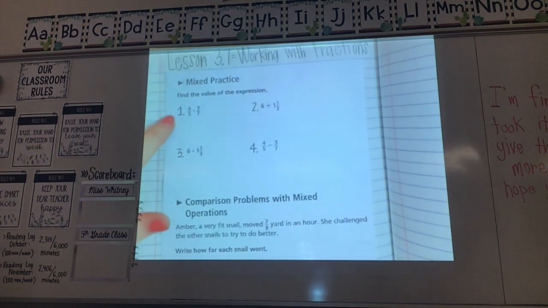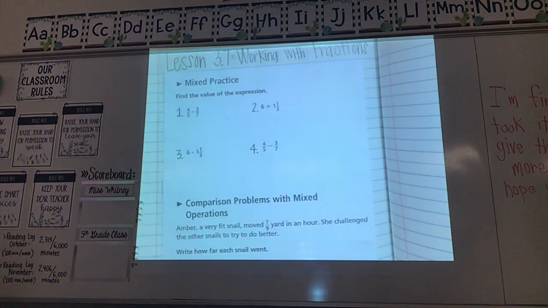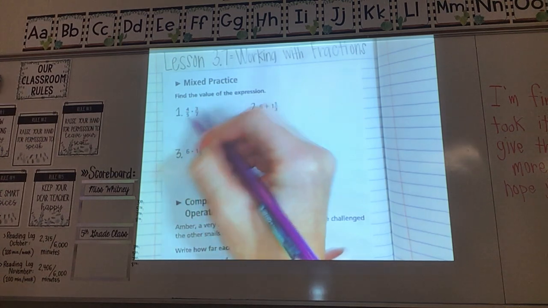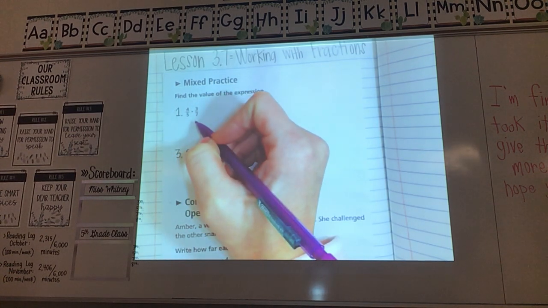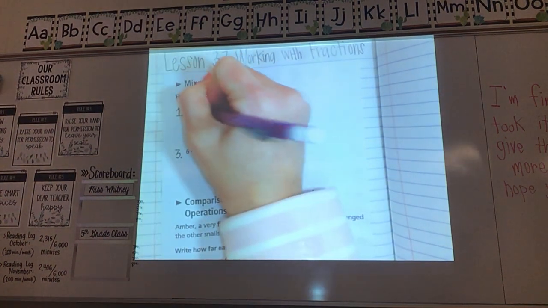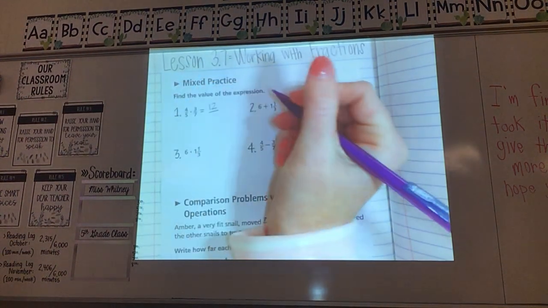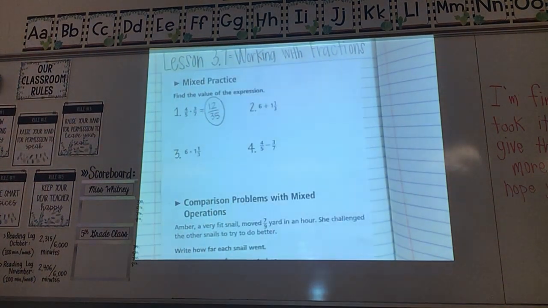Number 1, we have 4/5 times 3/7. So I'm doing a fraction times a fraction. Remember, I want to simplify first if I can, so we're going to check this way. Is there anything that will go into both 3 and 5? Nope, so check the other way. Anything that will go into both 4 and 7? Nope. So we can't simplify, we're ready to multiply straight across. So across the top, 4 times 3 is 12, and across the bottom, 5 times 7 is 35. So 12/35 would be my answer.